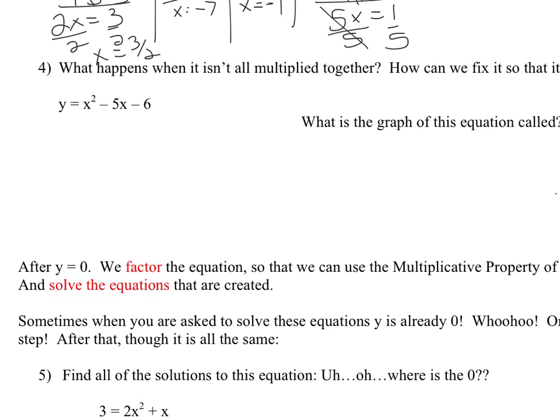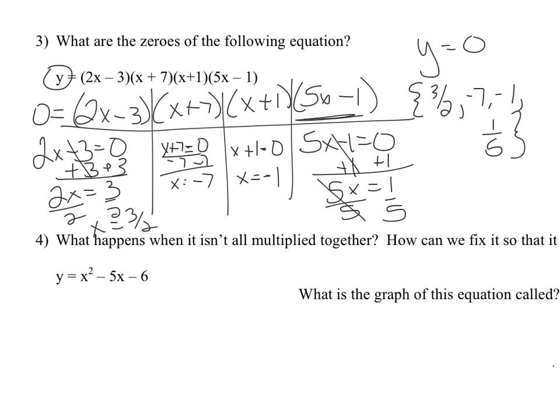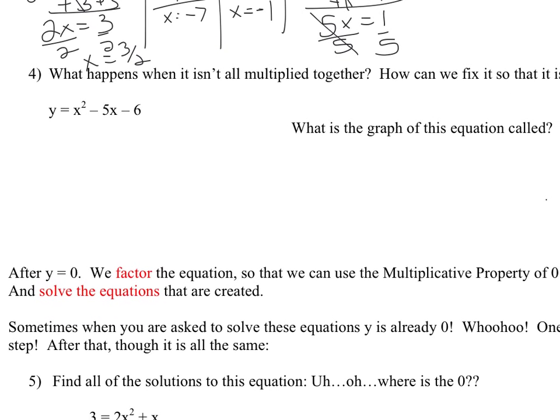So, what happens when it isn't already written all nice and perfect like factors? So this one right here had factor, factor, factor, factor. Maybe I'm giving you the answer that I'm looking for. What happens when it isn't all multiplied together? How can we fix it so that it is? Yes, that's right. We factor. Shocking. I just said factor 75 times.